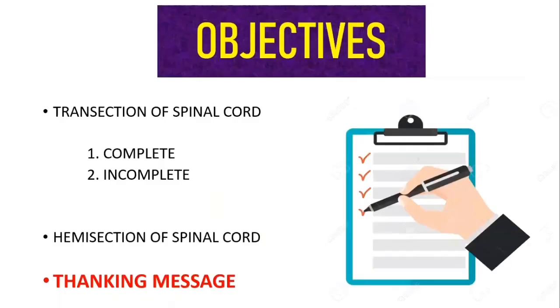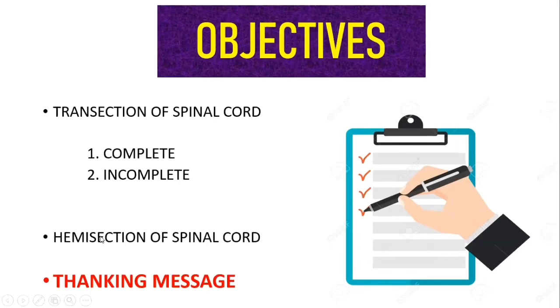The objective is that we will be discussing mainly the lesions of the spinal cord, because you all know that ultimately every tract, be it descending or ascending, involves the spinal cord. If we understand the lesion of the spinal cord, we will be able to understand the entire aspect of what happens in case of a lesion. We'll be talking about two things: transection of the spinal cord, which involves complete transection and incomplete transection, and hemisection of the spinal cord.